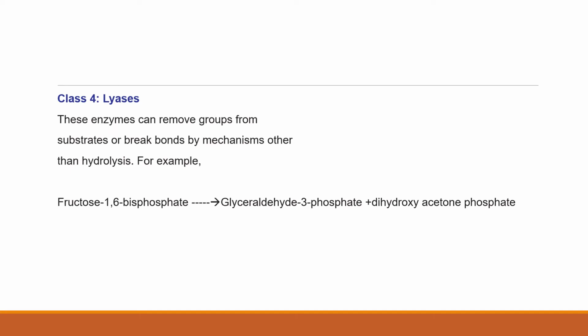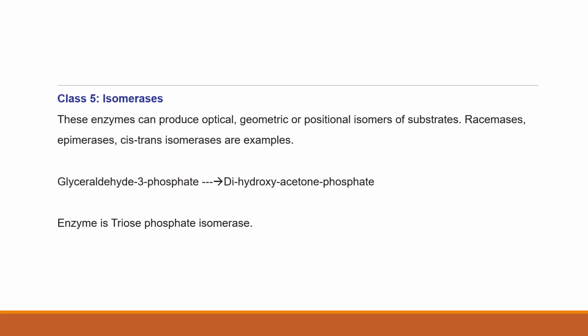Next, number 4, lyases. So these enzymes can remove a group from one substrate or break bonds by mechanisms other than hydrolysis. So the action performed by this is also breaking bonds. For example, fructose 1,6-bisphosphate is converted into glyceraldehyde 3-phosphate plus dihydroxyacetone phosphate. I did not mention the enzyme here, but anyway, that is an action performed by a lyase. We will have more examples later on.